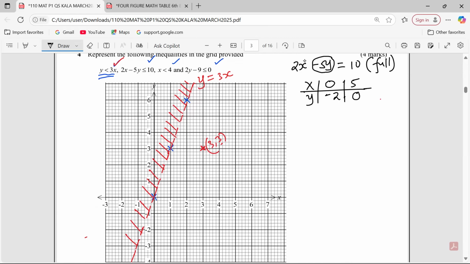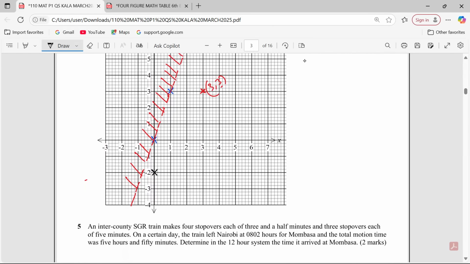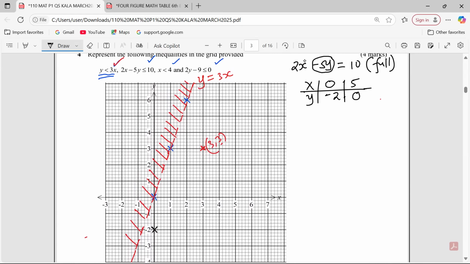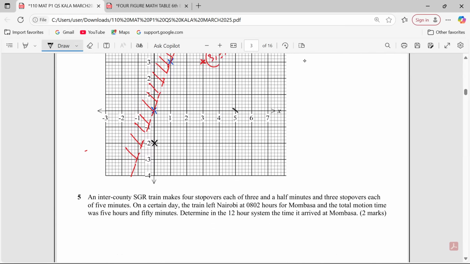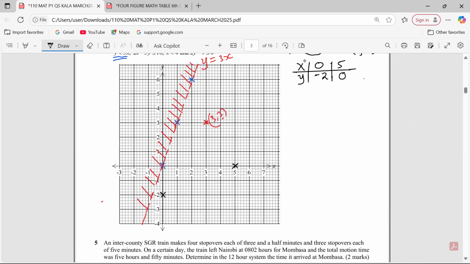So with these two coordinates, we can plot them: (0, negative 2) and (5, 0). Remember, this time round, the borderline is supposed to be complete. So we draw a complete borderline for this case. It should be complete like that.